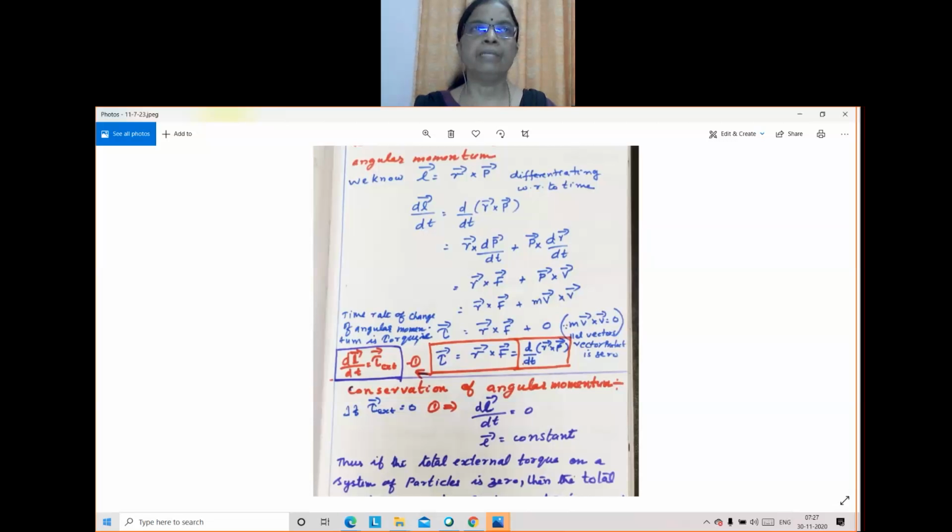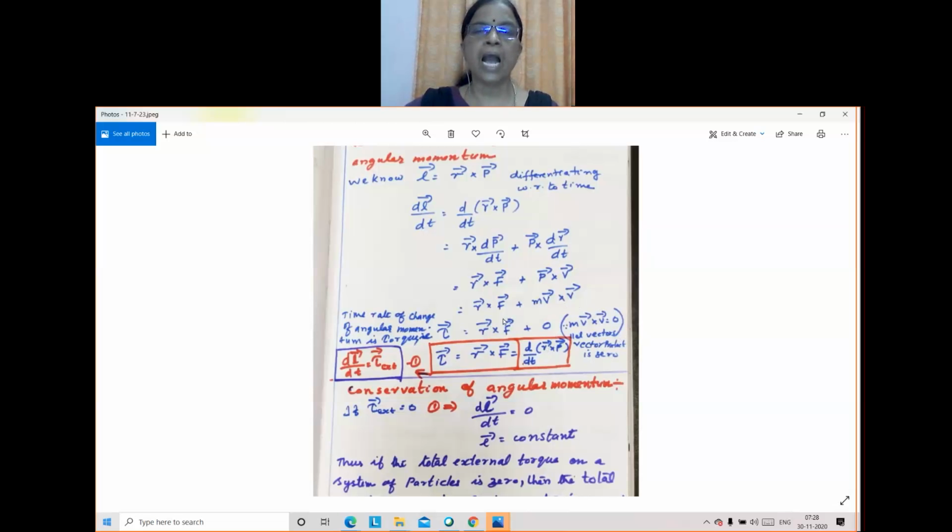mv means momentum. V is 0. Very good. 0 is the angle between mv and v. They are parallel, same direction. So the angle between them will be 0. So mv cross v means mv into v into sine 0. Sine 0 is 0. So this mv cross v becomes 0 because they are parallel vectors. The vector product is 0.